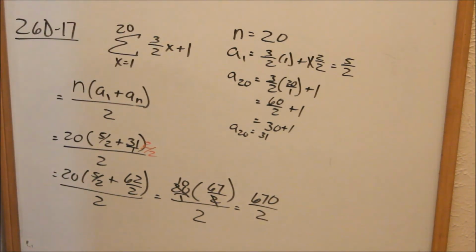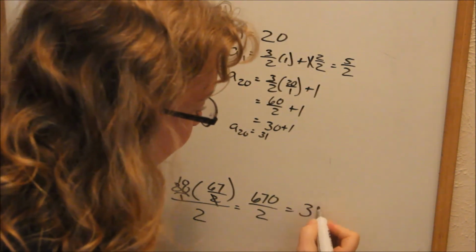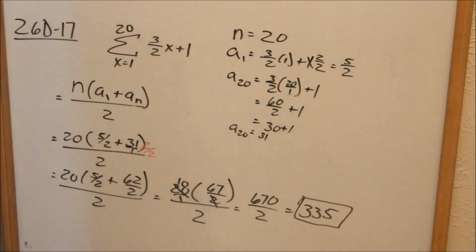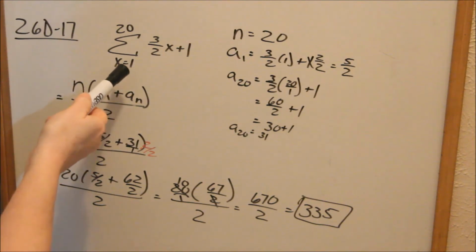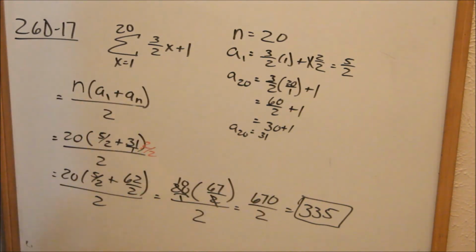And sometimes these won't work out to nice neat whole numbers, sometimes they'll end up with a fraction, and that's okay. And that will come out to 335. So the series for this problem is 335. If I was to do all 20 terms, the first term, second term, third term, then add them all together, it would add up to 335.